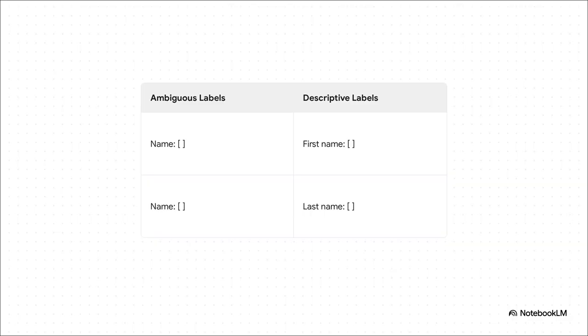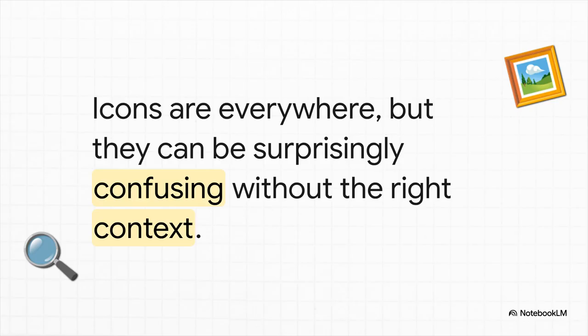So look at the left side here. We've got two fields, and they both just say name. What am I supposed to do with that? Is the first one for my first name, my full name? It's just confusing. But over on the right, it's crystal clear: first name and last name. That little bit of specificity gets rid of all the confusion for the user. Simple as that.